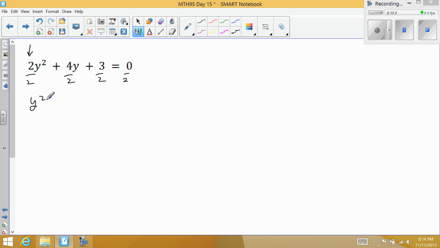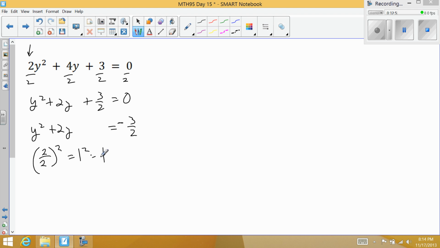So that will give me y squared plus 2y plus 3 halves, and of course 0 divided by 2 is still 0. So we did the same thing to both sides of the equation. Now I can move the 3 halves to the other side, completing the square on the left-hand side. Whoops, that should be a negative 3 halves. There we go. I need my magic number, so taking the coefficient of the y, half of it squared would be 1 squared, or 1.